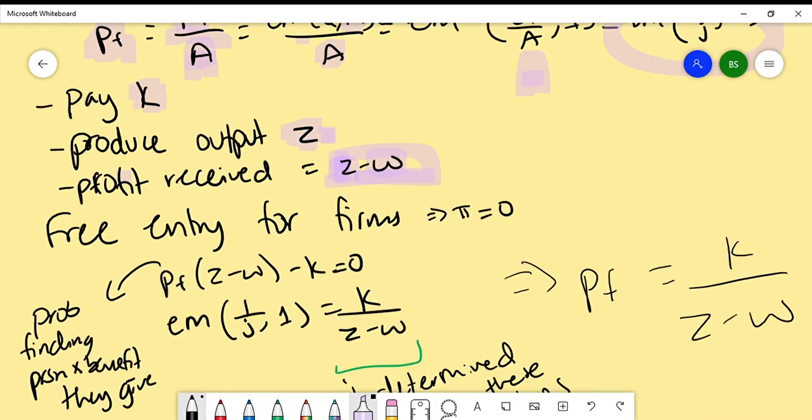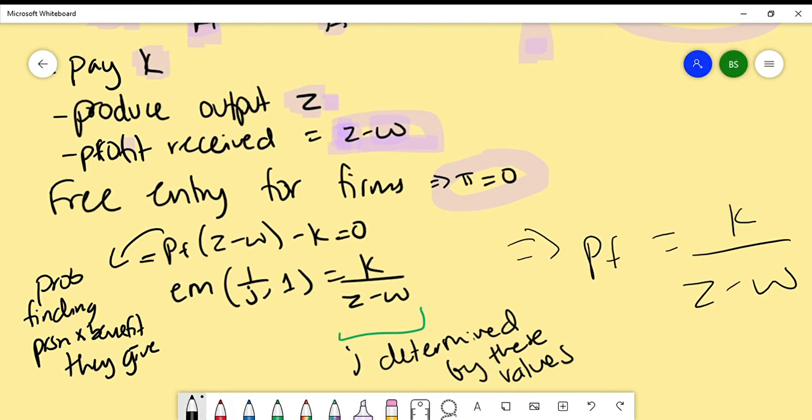Another thing that we have is that there's free entry for firms. So this is perfect competition. In perfect competition, we know that the total profit at the end that the firm receives is 0, which really sucks because then why would you even join if you're not even making a profit? So now what we're going to be looking at is the total profit and equating that to 0.